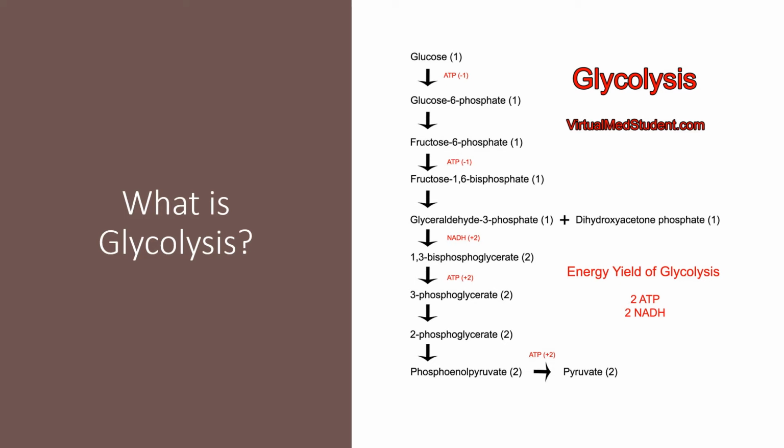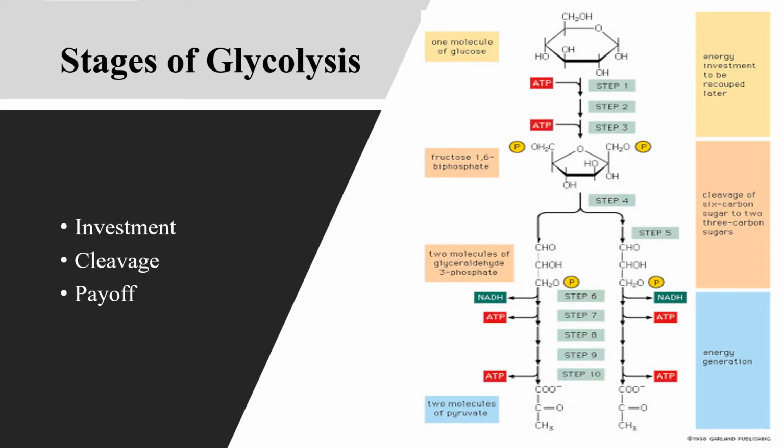So what is glycolysis? Glycolysis is the breakdown of glucose into pyruvate molecules, ATP molecules, and NADH, and all this takes place in the cytoplasm of the cell. As you can see here, there's a lot of steps. Some of them are not even listed here, so it looks like a very complicated process, and that's why all the steps are broken down into 3 stages. So let's look into those 3 stages.